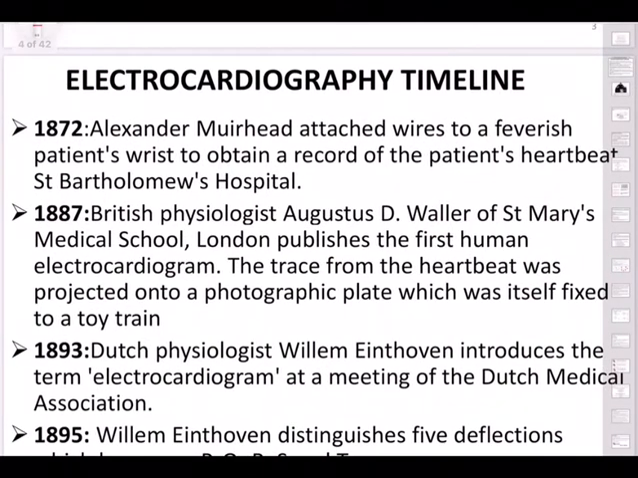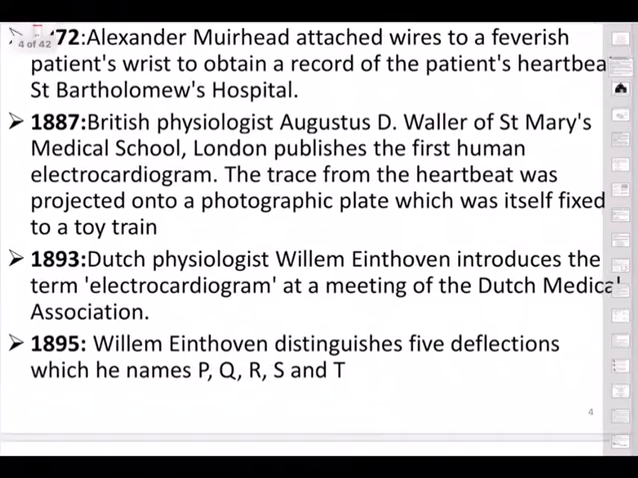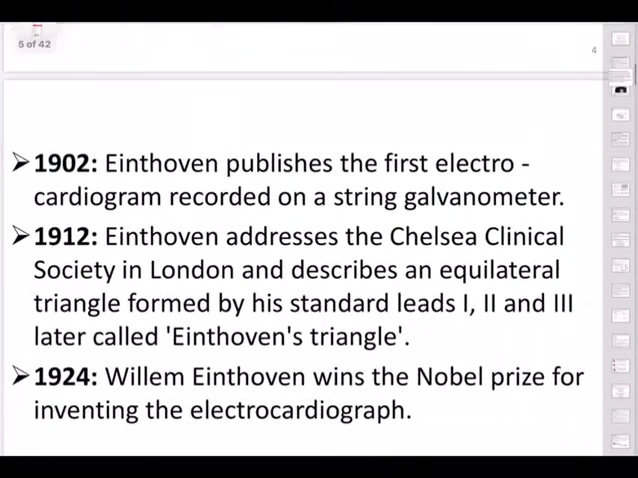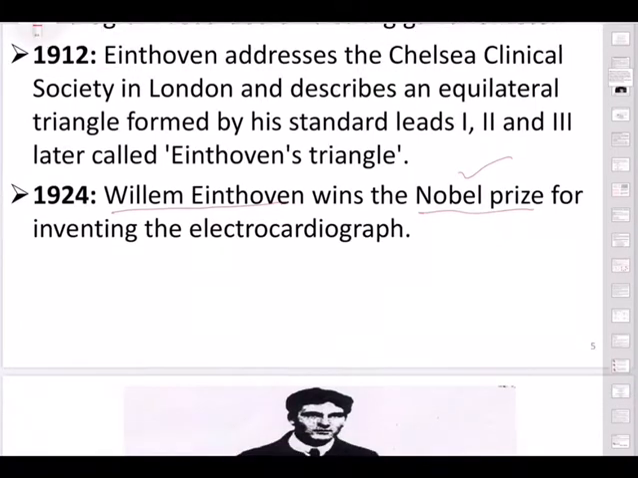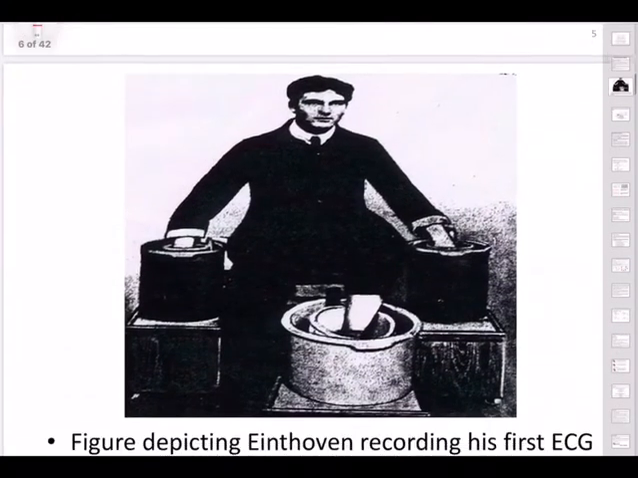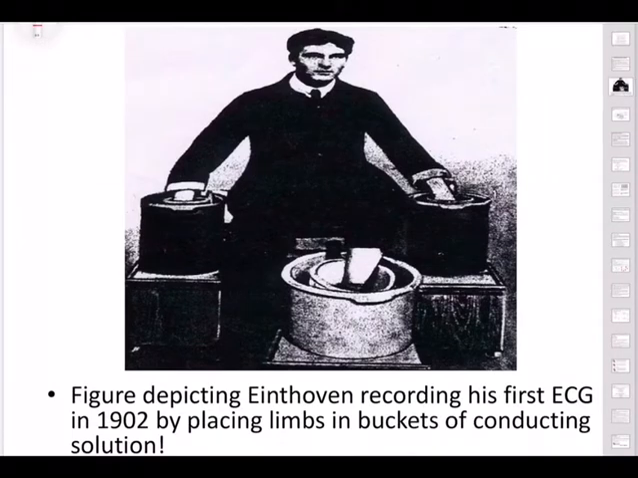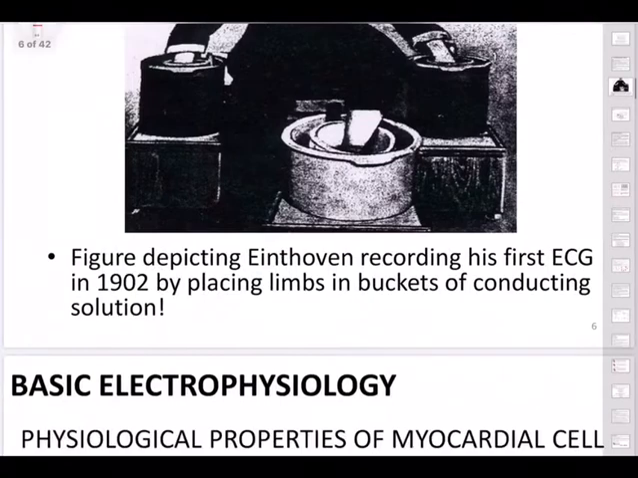Now these are the various improvements and evolutions in the ECG machine. In 1872, Alexander Muirhead started it off, and coming to the latest, in 1924 William Einthoven won the Nobel Prize for inventing the electrocardiograph. Here is the gentleman, look at him. So he is the man, Einthoven. This depicts him recording his first ECG in 1902 by placing limbs in buckets of conducting solutions.